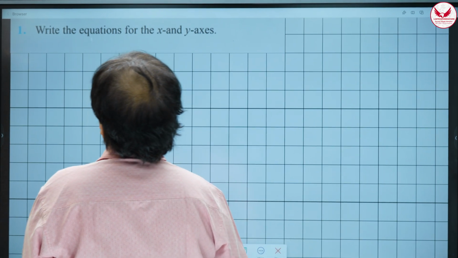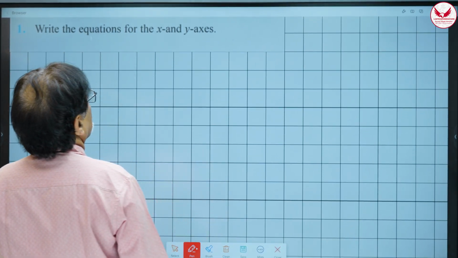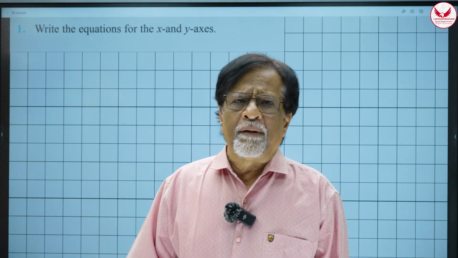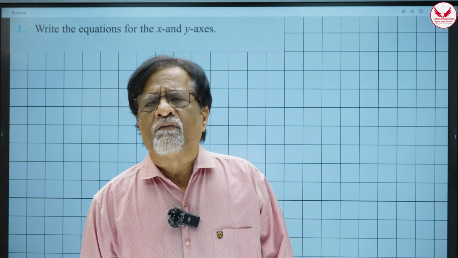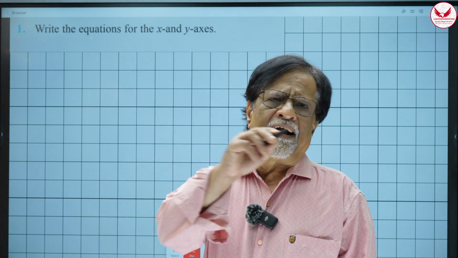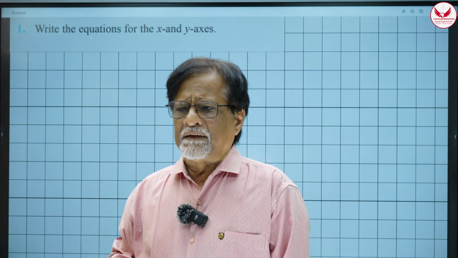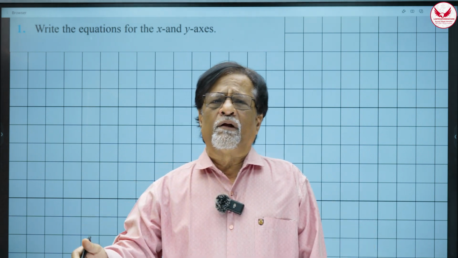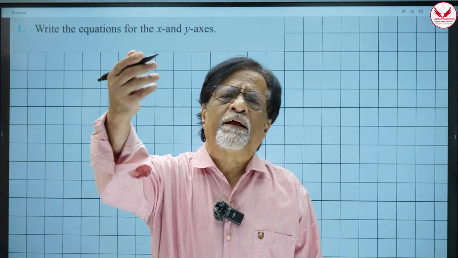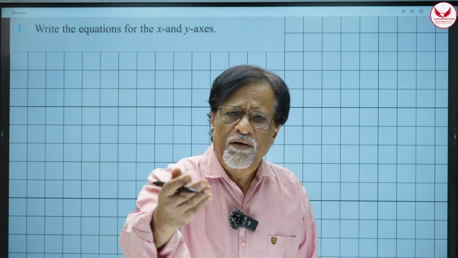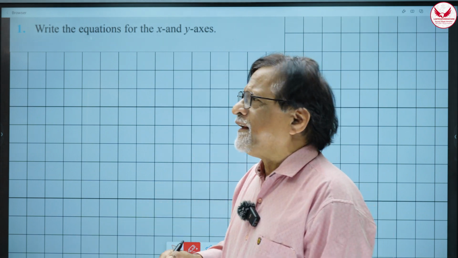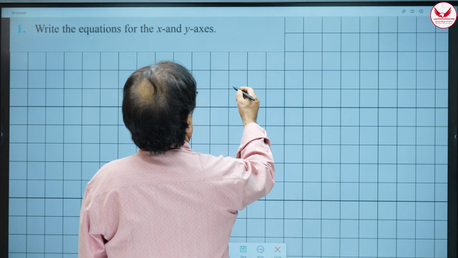The first question is, write the equations for the x and y axis. Very simple question, I mean, according to me. But you will wonder, how can a straight line like the x-axis have an equation? That is the purpose of coordinate geometry. In coordinate geometry, every geometrical object is associated with an algebraic object, and the algebraic object is an equation, and the geometric object is a straight line. So the x-axis is a straight line, but the x-axis is made up of what?